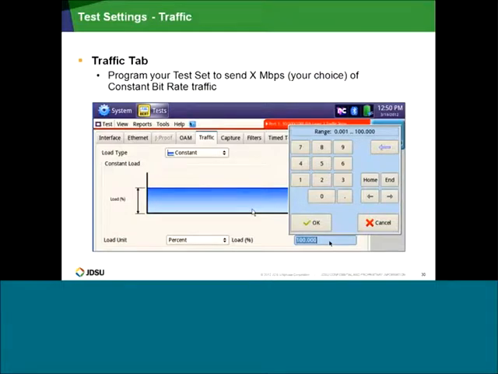Oftentimes, the equipment in between your circuit will police the data. So sometimes, let's say a customer is paying for 20 meg. Even though the physical link allows you to do a gigi, the equipment will police it to 20 meg. Okay, so then in that case, what you would do is when you want to test 20 meg, you would just simply put 20 meg in there. You have 2 choices, of course, percentage versus megabits.